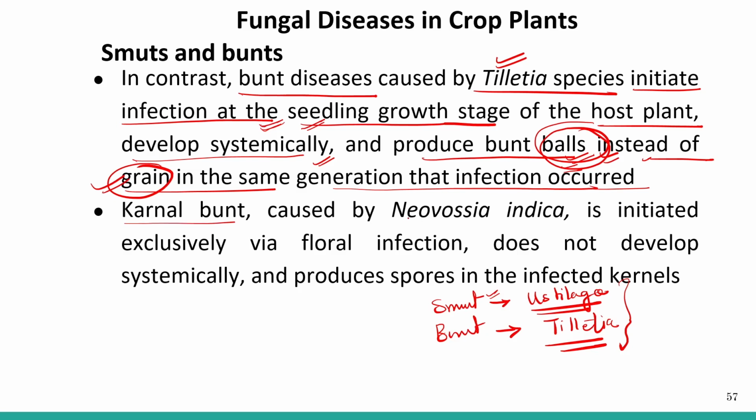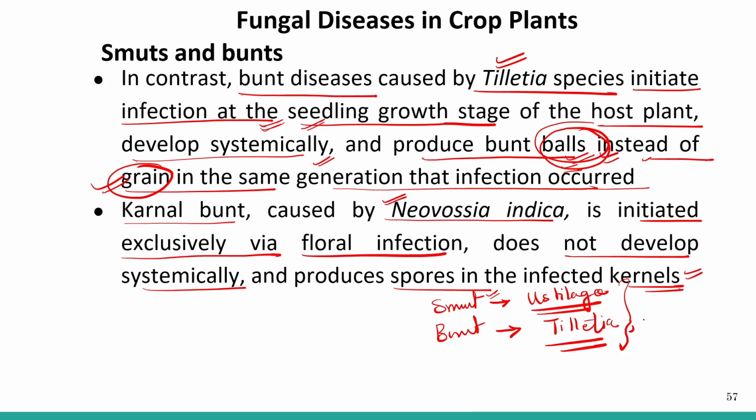Kernel bunt caused by Neovossia indica is initiated exclusively via floral infection and does not develop systemically and produce spores in the infected kernel. So when the kernels are infected, and this we have seen in Neovossia indica. So this is also one of the species that causes bunt, that is Neovossia indica. So Tilletia species and Neovossia indica cause bunt disease.